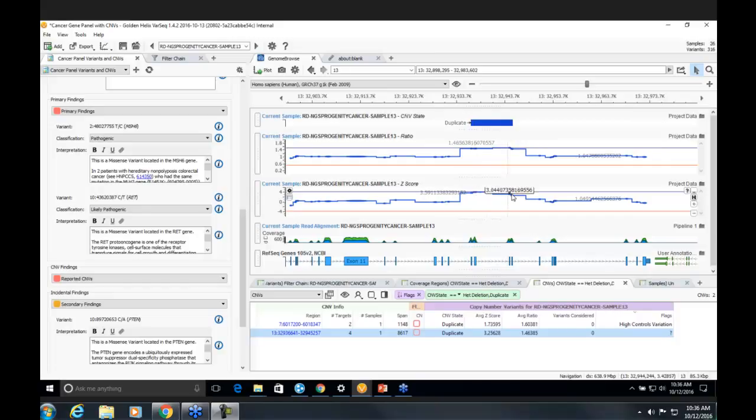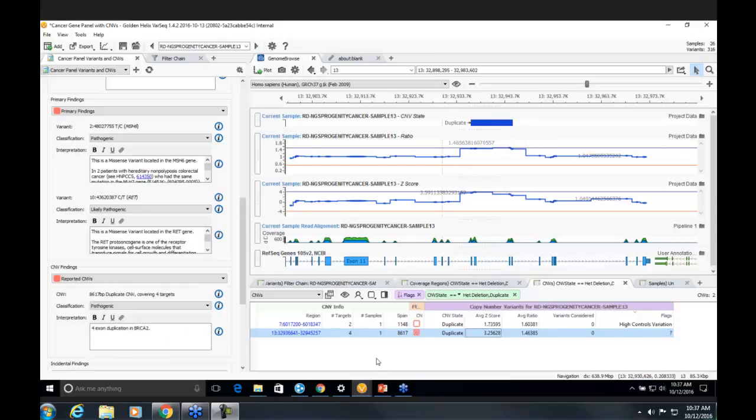The z-score indicates that all of these are between 2.5 and 3 standard deviations from the normal compared to the controls. And the ratios are quite high. They're basically exactly what we would expect to see in terms of ratios for a duplication. So this is probably a real event. So let's go ahead and include it in our report.